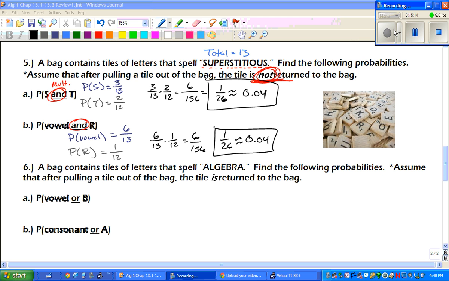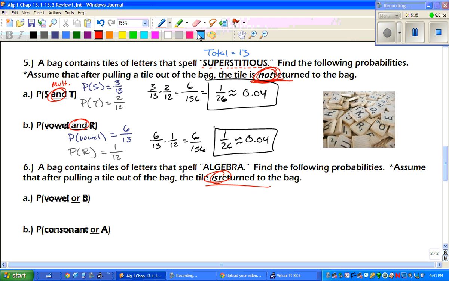All right, number 6. We'll do A together, and then B are on your own. So it says, a bag contains the tiles that spell the word of your favorite class, algebra. Find the following probabilities and assume that after pulling the bag, that the tile is returned. Okay? So the total here is 1, 2, 3, 4, 5, 6, 7.